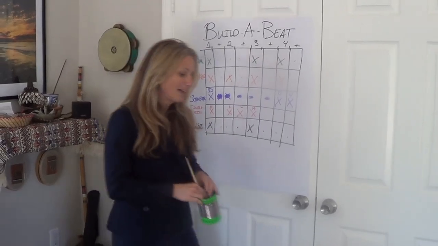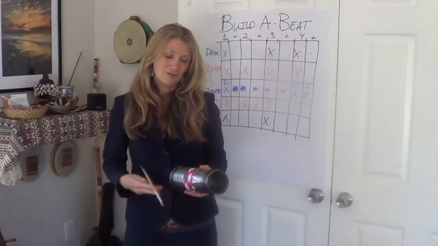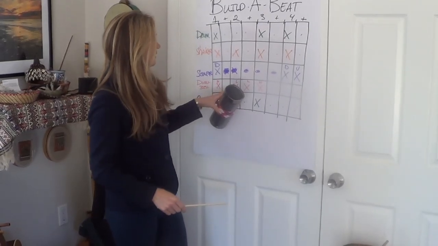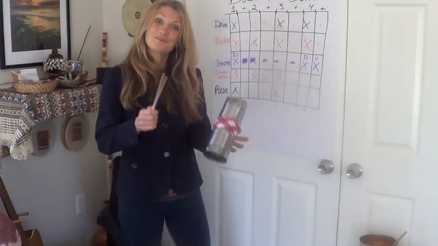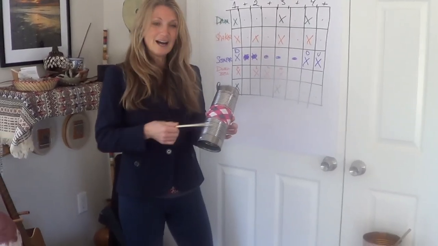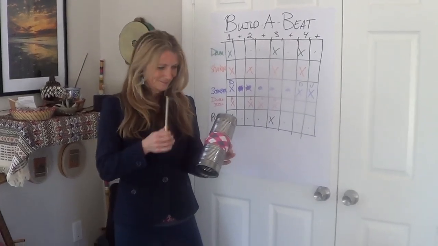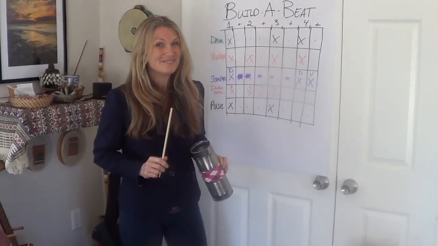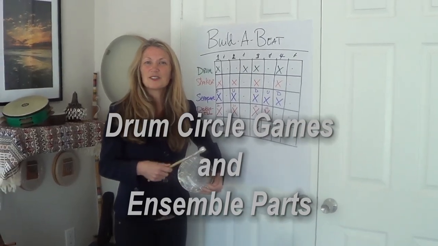And the last is the double bell. The double bell has high and low. Here's the higher sound. High and low. So this part is high, low, low, high. High, low, low, high. High, low, high. High, low, high. That's the rhythm. So you're listening to the track of play-along music that's provided in this project.